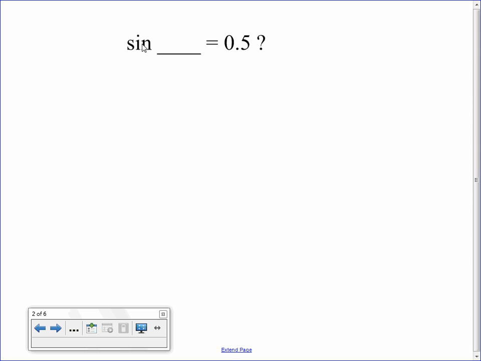When I have something like sine of blank equals 0.5, the angle that would fit in here would be a 30-degree angle, because sine of 30 degrees equals 0.5. Now, rather than writing it with a blank like this, we would say that sine inverse of 0.5 is equal to 30. So we're going to be using inverse trig functions today.